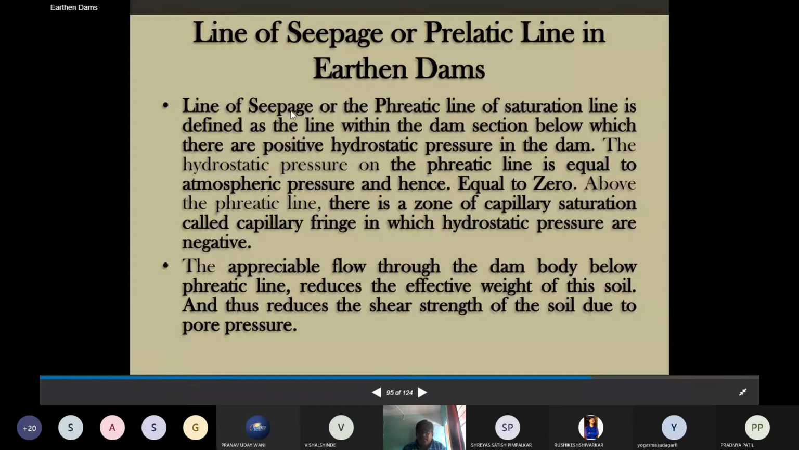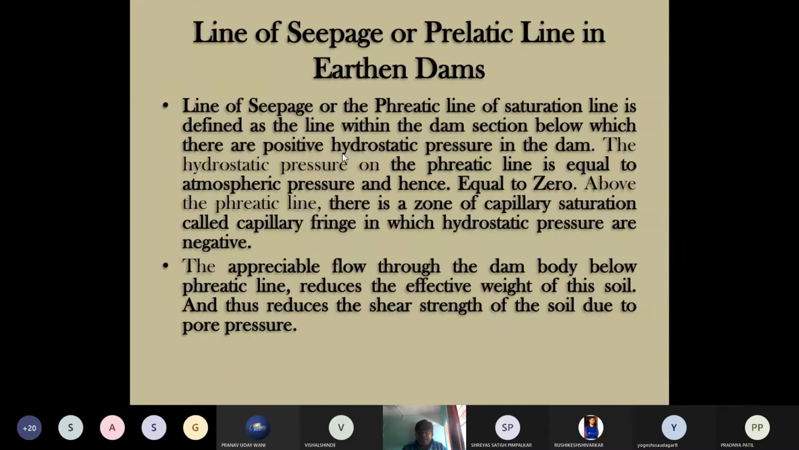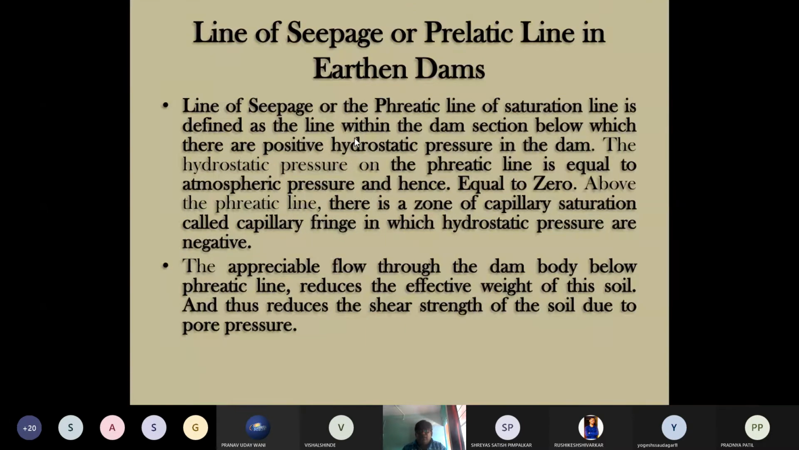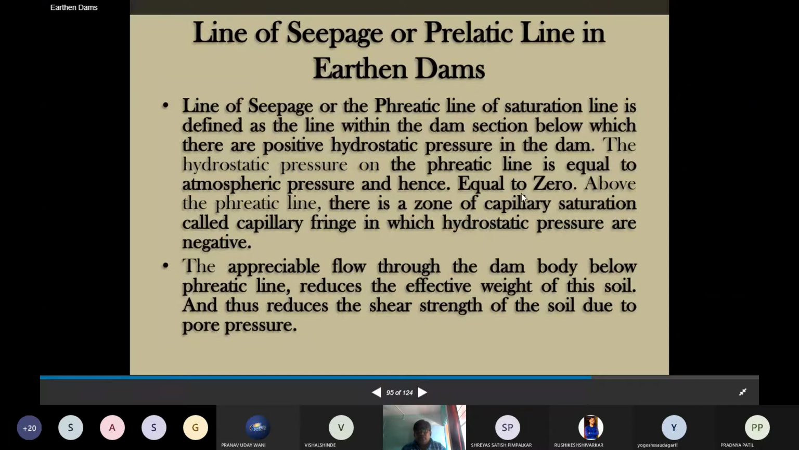is the phreatic line? It is a line within the dam section below which there are positive hydrostatic pressures. If you have drawn the phreatic line, then the portion of the earthen dam below the phreatic line must be saturated, and the portion above this phreatic line must be unsaturated. So the phreatic line separates the saturated zone from the unsaturated soil. So particularly we call them saturated zone and unsaturated zone.